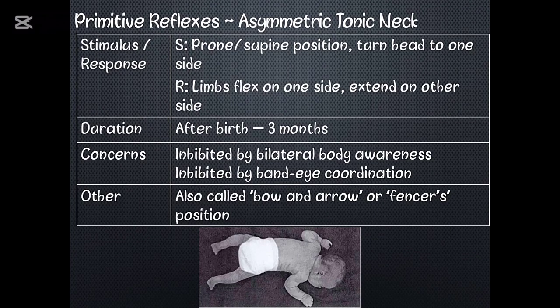Now, asymmetric tonic neck reflex. When the baby is positioned prone or supine and his or her head is turned to one side, limbs would flex on one side while they extend on the other side. And duration is after birth to 3 months. And this reflex can be inhibited by bilateral body awareness or by hand eye coordination. Now, asymmetric tonic neck reflex also has some alternative names which are bow and arrow position or fencer's position.